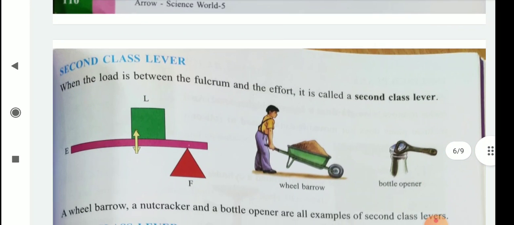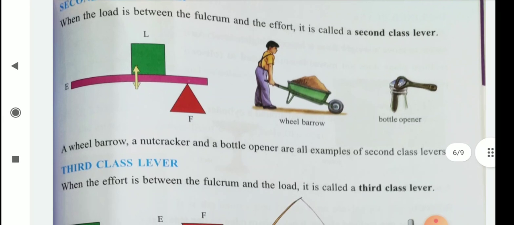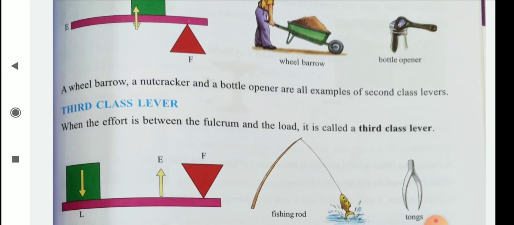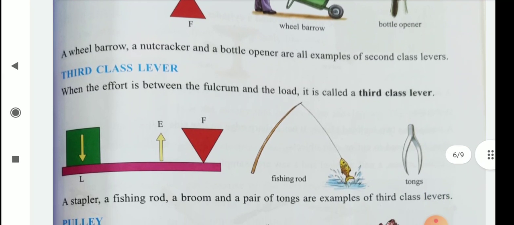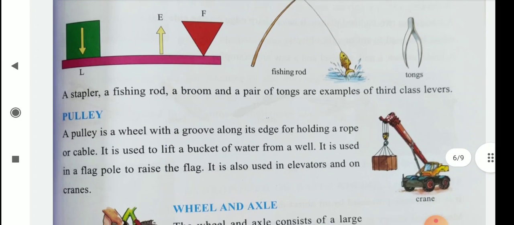Then second class lever. When the load is between the fulcrum and the effort, it is called a second class lever. Okay, a wheelbarrow, a nutcracker and a bottle opener are all examples of second class levers. Then third class lever. When the effort is between the fulcrum and the load, it is called a third class lever. Okay, for example, fishing rod, tongs. Okay, then comes the pulley.